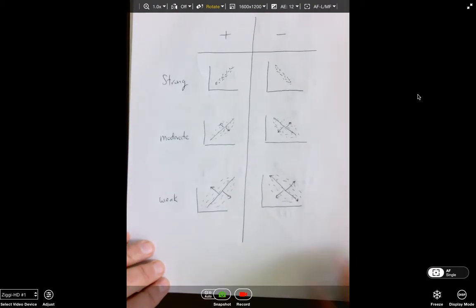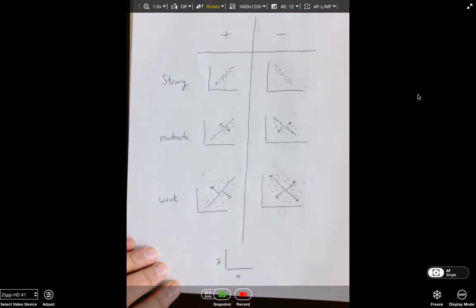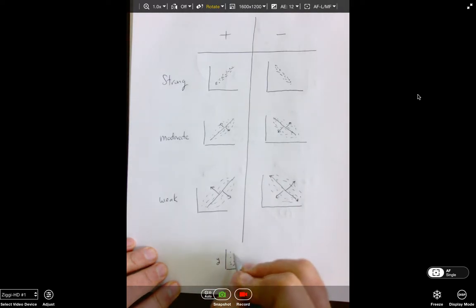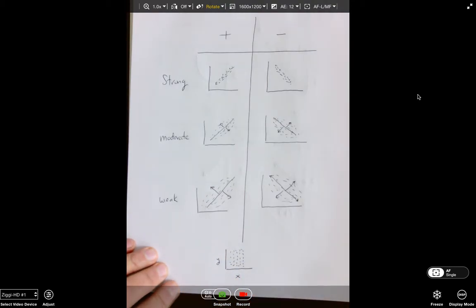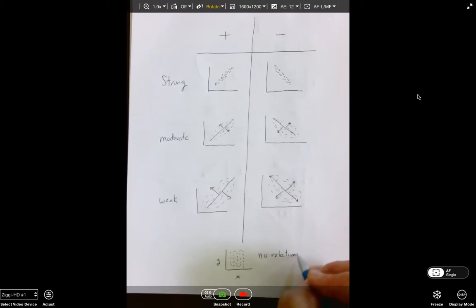So again, guys, in the end, we could get into a situation down here at the bottom where we have X and Y. Sometimes we get data points where there's no linear tendency. They're just completely scattered. This would be no relationship. All right?